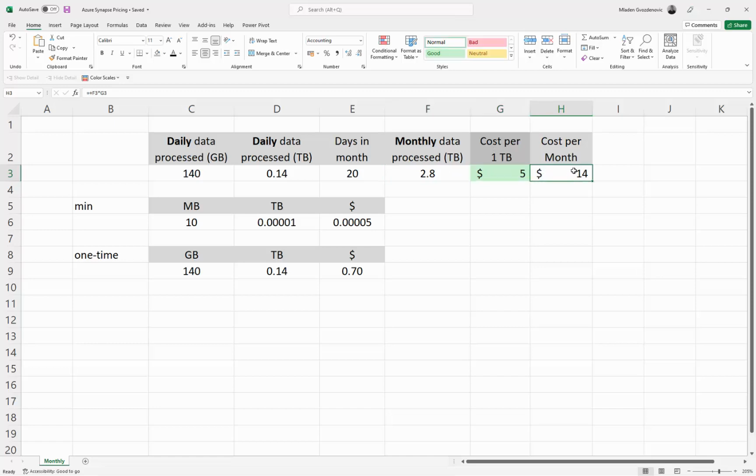So the processing in these projects will cost us only $14 a month, which means the minimum query of 10 MB will cost about 5 ten-thousandths of a dollar, or 100,000. It's too small to know. And the one-time processing is going to cost us 70 cents of a dollar.